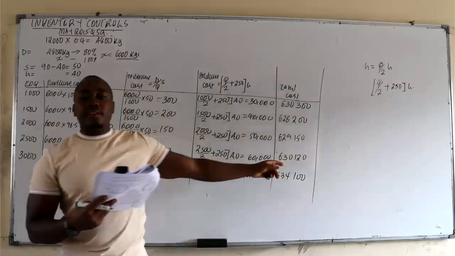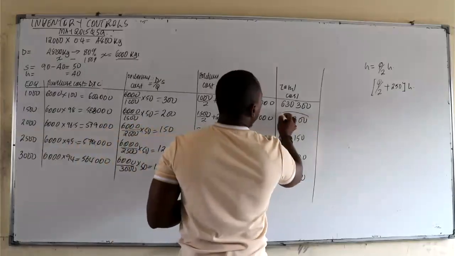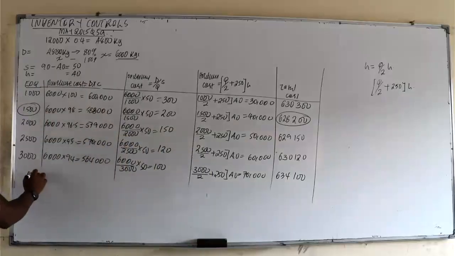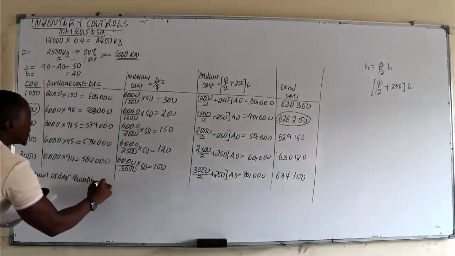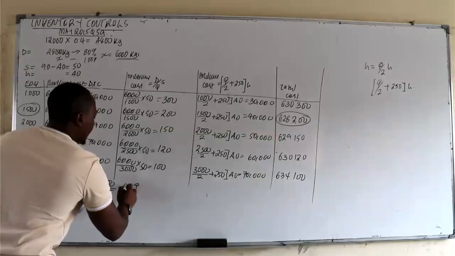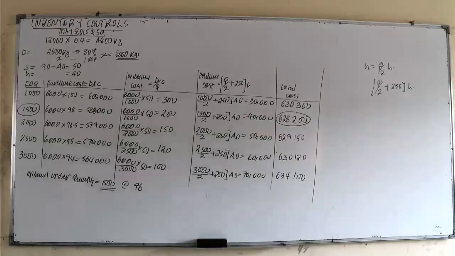Now, check out your total cost. Which one did you select? The one with the minimum cost. That is 628,200. So in this case, the optimal order quantity they should purchase is in batches of 1,500 kgs, for which they will be given a discount.